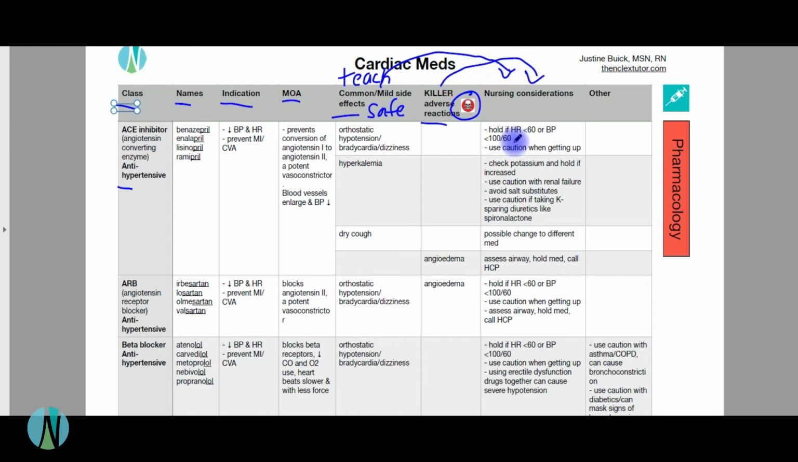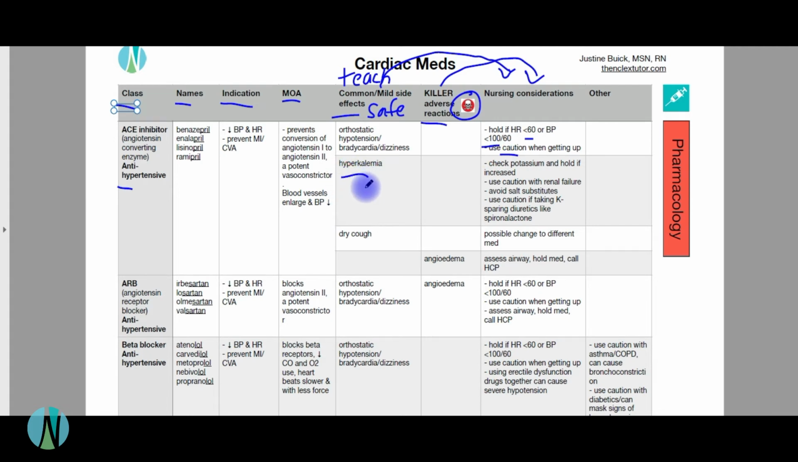So you always need to assess for something, or make sure that the medication is working correctly when you are giving these medications. So for example, you would hold these ACE inhibitors if the heart rate was less than 60 or their blood pressure was too low. And because it can cause orthostatic hypotension, which is bradycardia and dizziness, you want to tell them to use caution when getting up. It can also cause hyperkalemia.